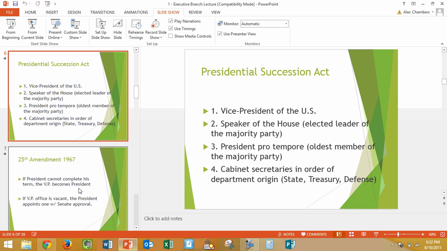After that, we have cabinet secretaries. There are 16 of them, and it goes in order of which departments were created first. So the Secretary of State was the first cabinet position ever created. So the Secretary of State, currently John Kerry, is the first person in line.